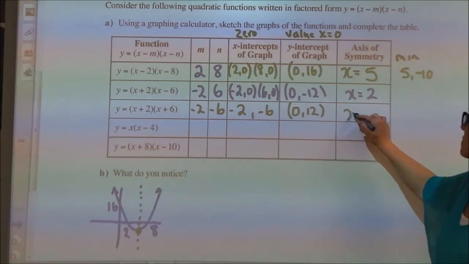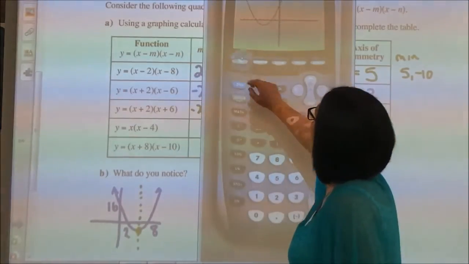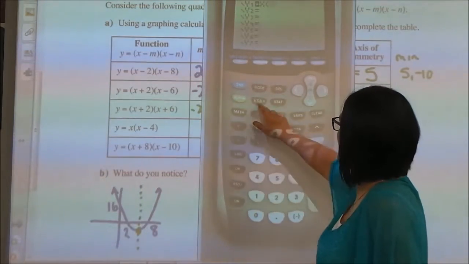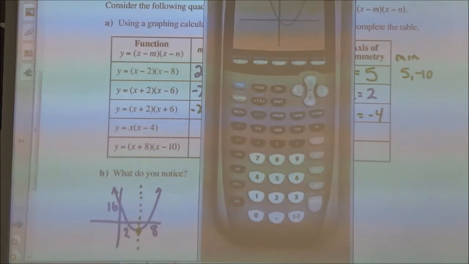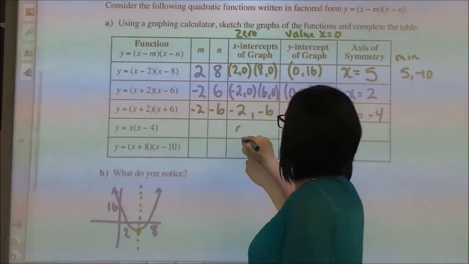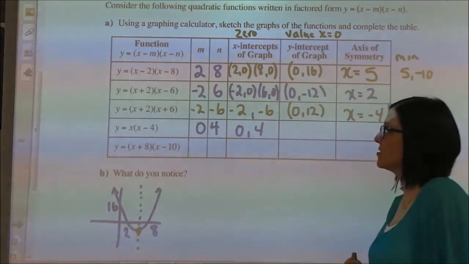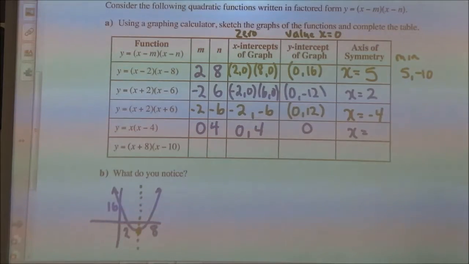For the third one, negative 4. Okay. Then x times x minus 4. Y equals x times x minus 4 graph. Where are my x-intercepts? 0 and 0, and then 4 and 0. Okay, what are my values of m and n? 0 and 4. What's my y-intercept? 0 and 0. Okay, and what is my equation of my axis of symmetry? 2. Okay, so then the last one, x plus 8 times x minus 10.